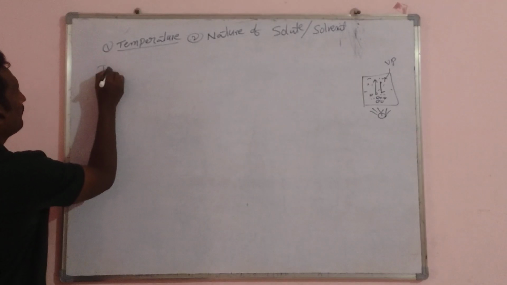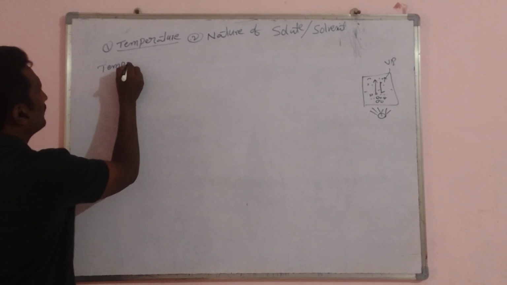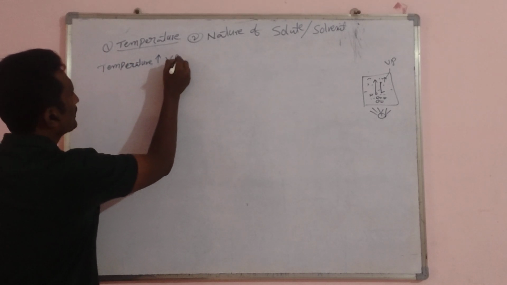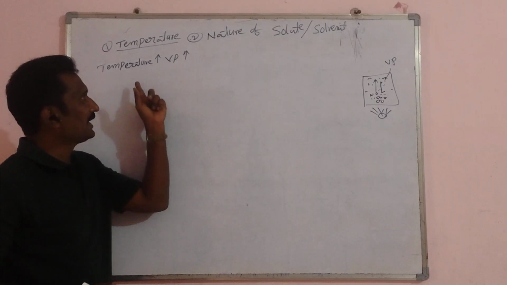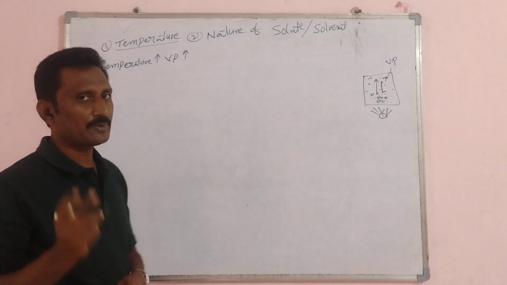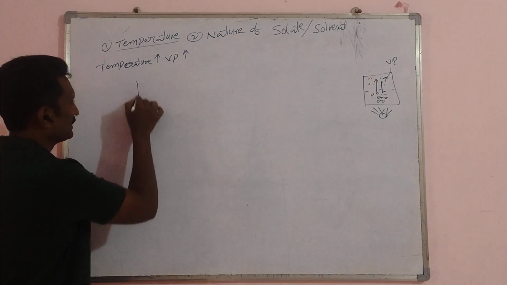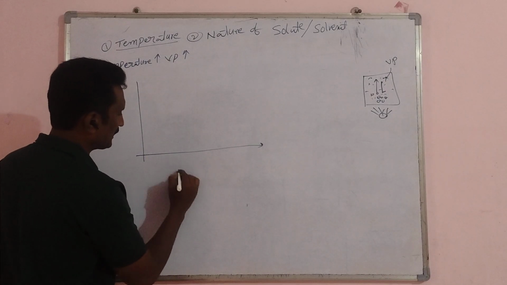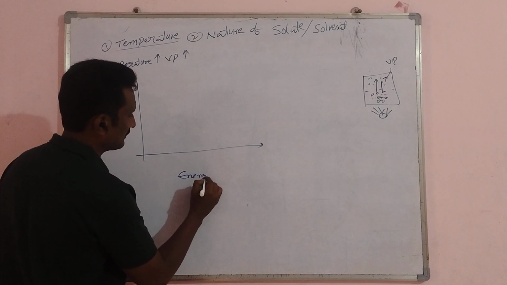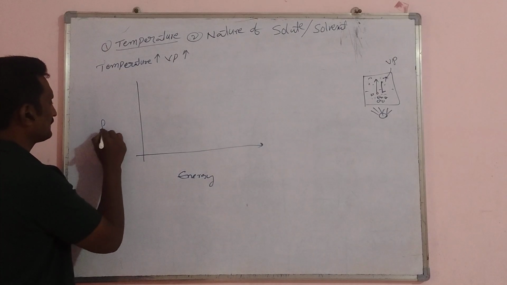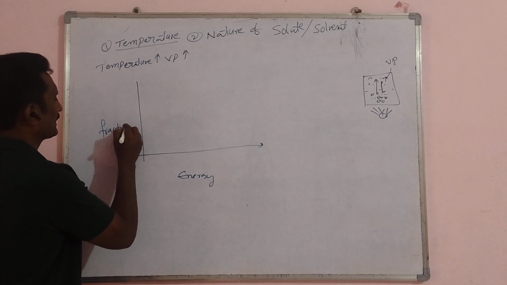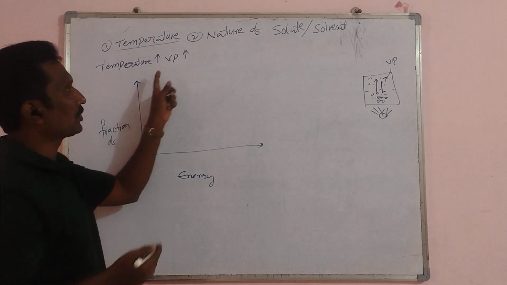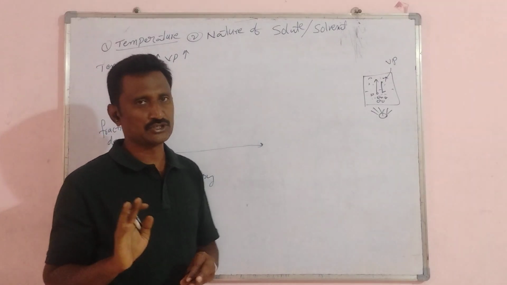So as temperature increases, vapor pressure also increases. Also, it is explained by a graph. Graphical representation is also there. So this is the graph. In the graph, along the x-axis we are taking the energy, and along the y-axis, the fraction of molecules. Here we are discussing only the pure liquid, not a solution.